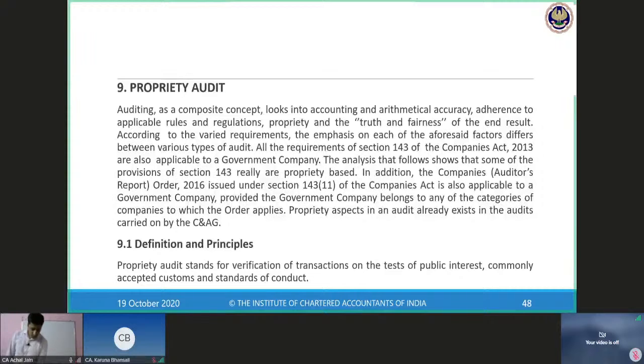Now we'll move on to another type of audit, which is something very, very important in the context of PSUs, that is called propriety audit. Okay, so first of all, we need to understand about the propriety audit. Then I think Supriya has a query in between.